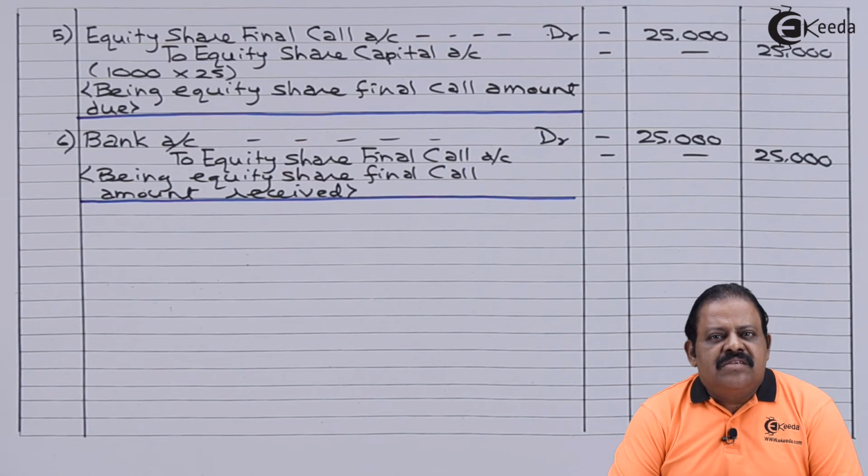Therefore first we receive the application amount and then we transfer the application amount to share capital. But from then onwards we are aware how many shares we have allotted. So first we record the allotment amount due entry by transferring the amount to equity share capital, and then we record the entry for receiving the amount. Same in case of final call. First we record the final call due entry by transferring the amount of final call to share capital account, and then we record the entry for receiving the amount.